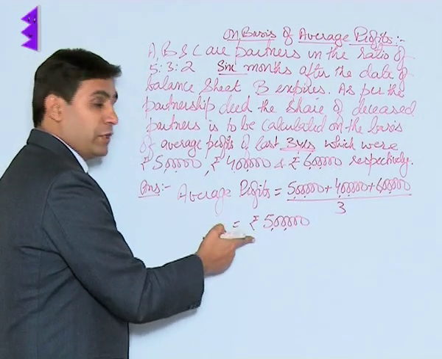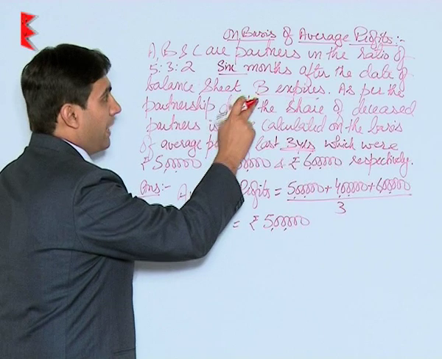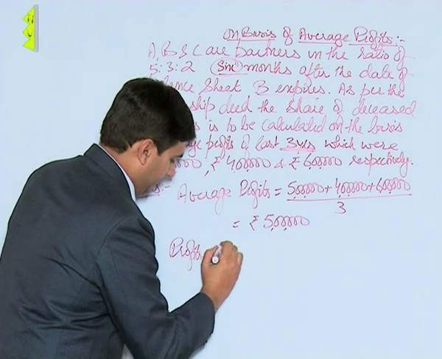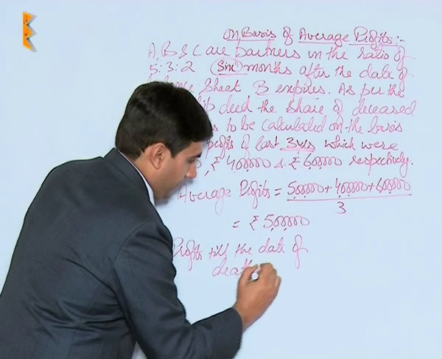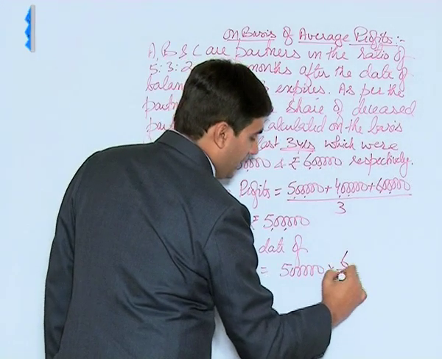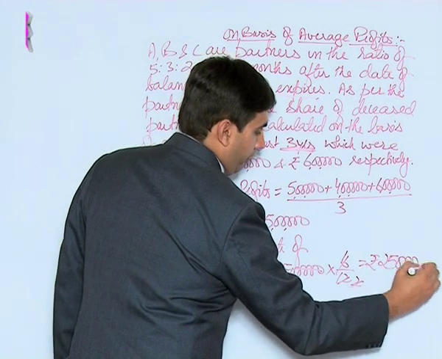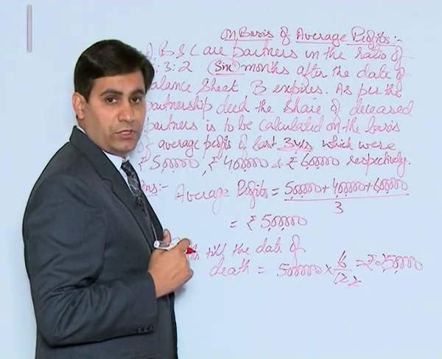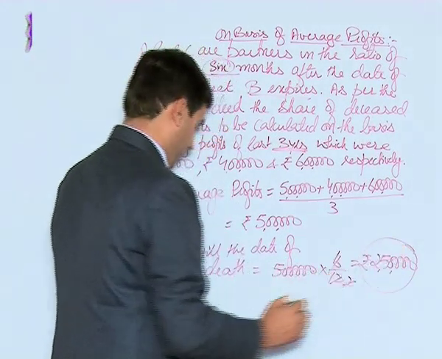Now students, this particular amount is the amount for the entire year. Since B has expired after 6 months, so profits till the date of death would be ₹5 lakh into, for 6 months it is 6 by 12, that makes it rupees 2,50,000. So profits till the date of death are rupees 2,50,000. Again remember students, this is the profit of the firm till the date of death.